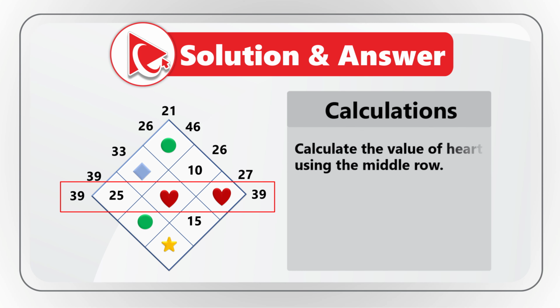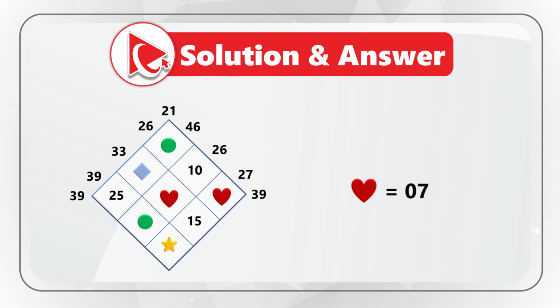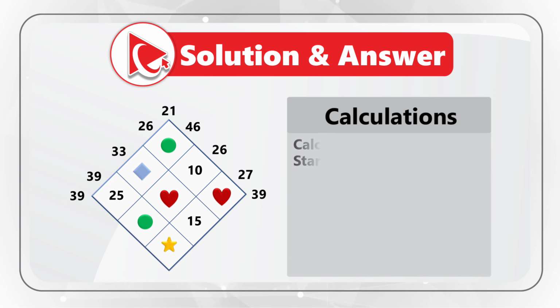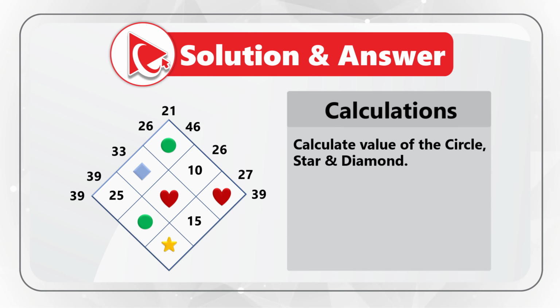Based on this, we can build the expression 2 hearts plus 25 equals 39. Using the math, we can calculate that 2 hearts equal 14 and heart equals 7. Knowing the value of the heart, we can expand our calculations and calculate the value of the circle as well as the value of the star.